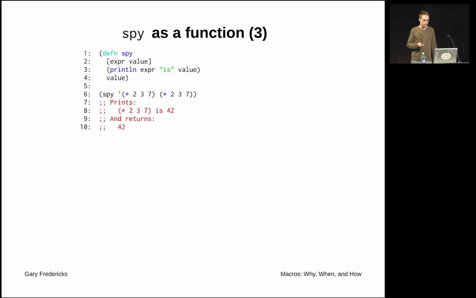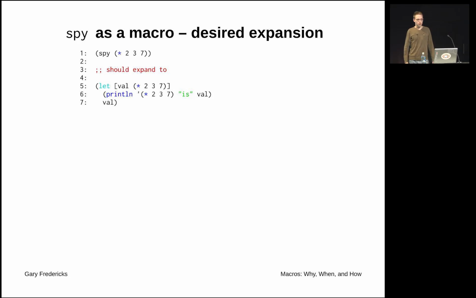So let's try writing this as a macro. When you want to write a macro, usually the most straightforward approach is to think about how you want it to be called, what you want the macro call to look like. So that's what we have on line 1. And then what you want that macro call to expand to. How would you write the same code, but without the macro?